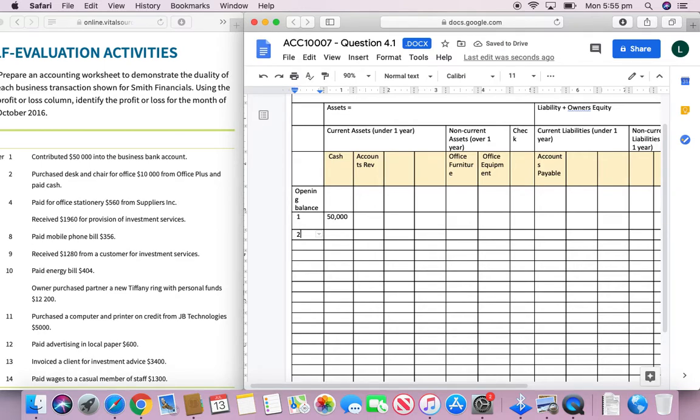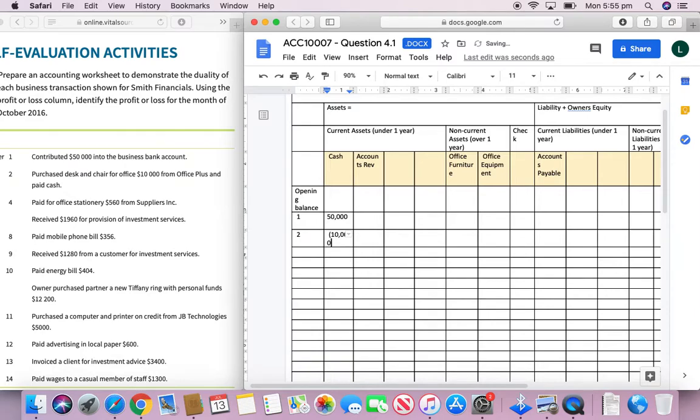Purchase desk and chair for office for $10,000 for Office Plus and paid cash. So paying cash, we know that we have to input something in cash. If we're purchasing something, our cash is going down, so it's a negative. And then the opposite side of that is we've now got an asset, which is our office furniture. So it's a positive because that account is increasing because we've got a value of $10,000 more of equipment. Okay, so that's it for that one.